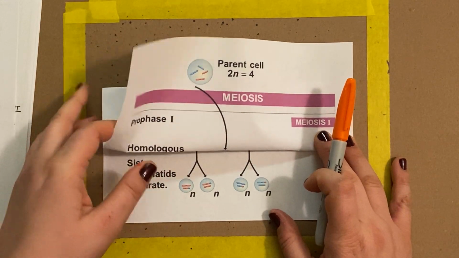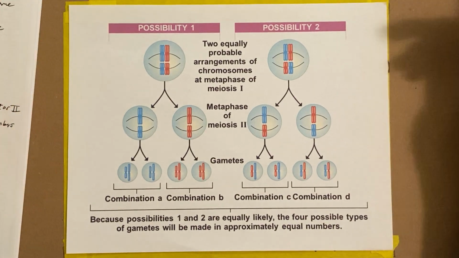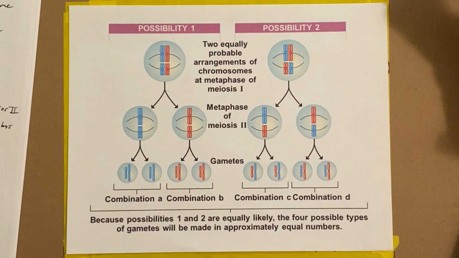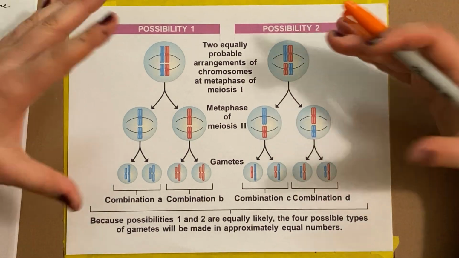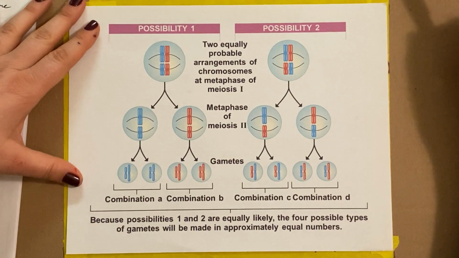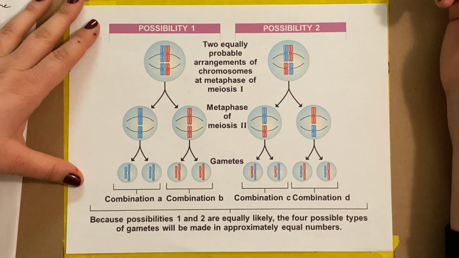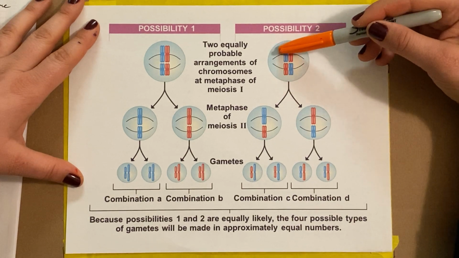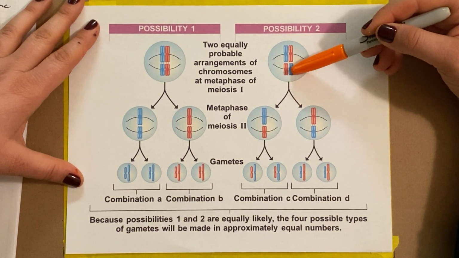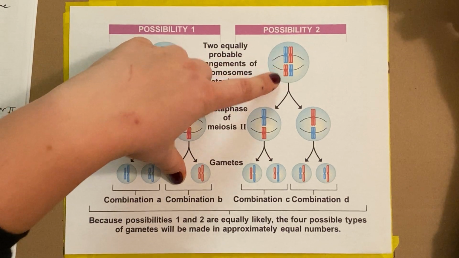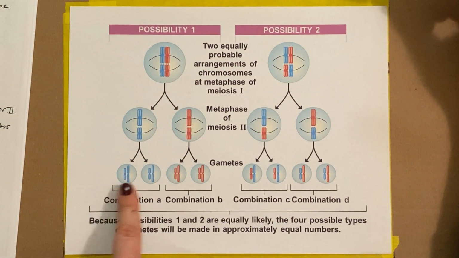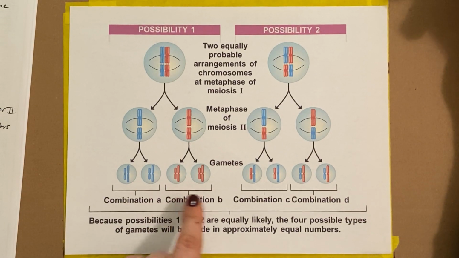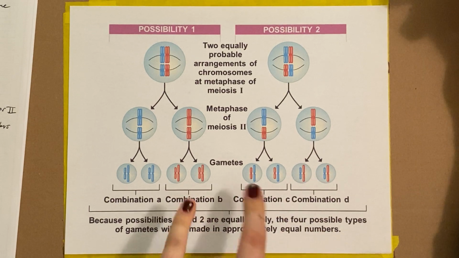All right, and then here is just another diagram of how we have independent assortment. So these are going to be just probability. There's not one that's going to happen more likely than the other, but you have how your homologous chromosomes are actually lining up. So you can have red on one side and blue on the other, or you can have a red on one side, blue right here, and then blue and red. And so how they're going to divide will then create these different combinations of the sperm and the egg. So if these are gametes, you can have lots of different varieties.